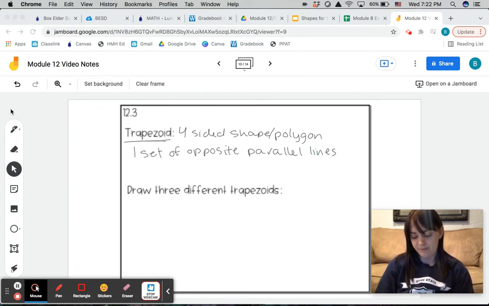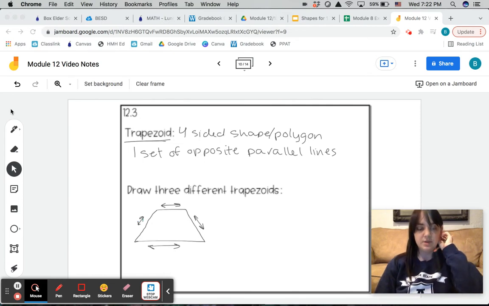So let's draw some. I'm going to draw two parallel lines, or one set of parallel lines. And then I'm going to join them together with my other two lines. This line right here and this line right here are parallel to each other, right? They can go on and on forever and they will never cross each other. But these lines right here are not parallel to each other because they will eventually cross at some point. If you continue those lines out from the shape, they will cross. So this would be a trapezoid because this four-sided shape only has one set of opposite parallel lines.